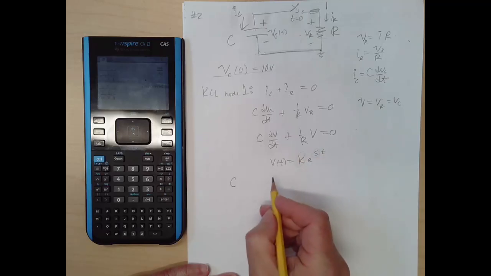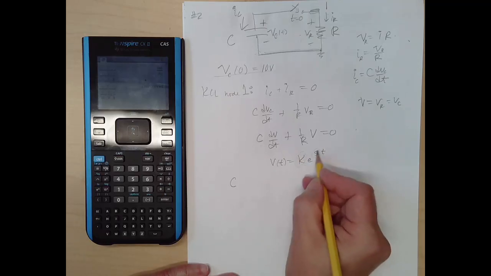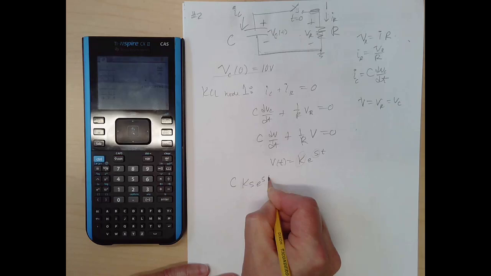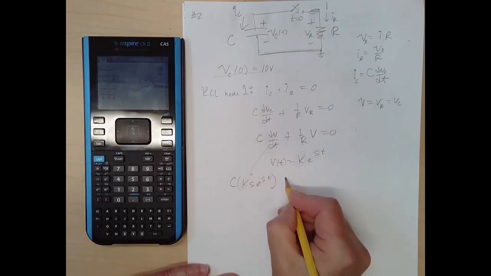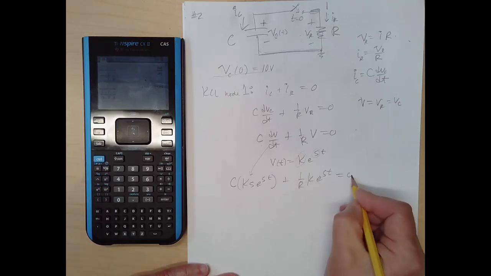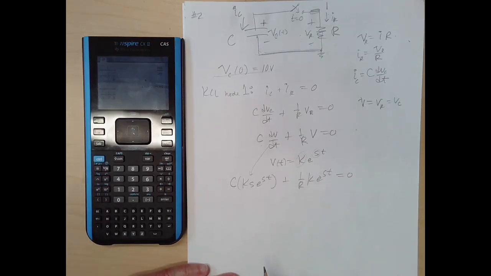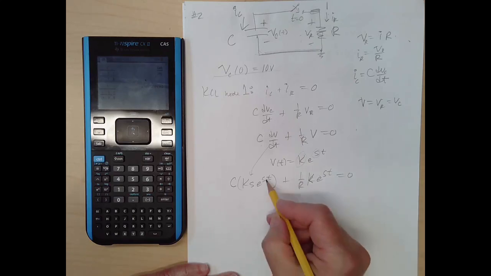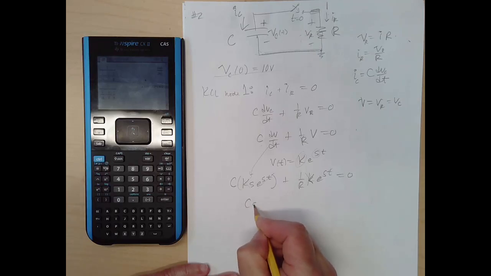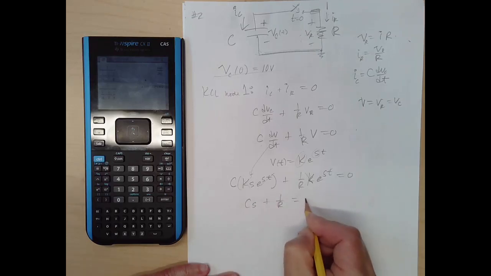Well, what's the derivative of this? The derivative of an exponential, you just multiply by the exponent, and it's just the exponential back. So it's going to be ks e to the st is dV/dt. Plus 1 over R times V, which is just k e to the st, equals 0. Alrighty, and so is this going to get us anywhere? What can we do with this? Well, the e to the st's cancel out. The k's cancel out. And so what do we have? We have Cs plus 1 over R equals 0.